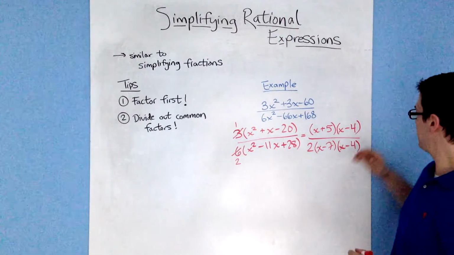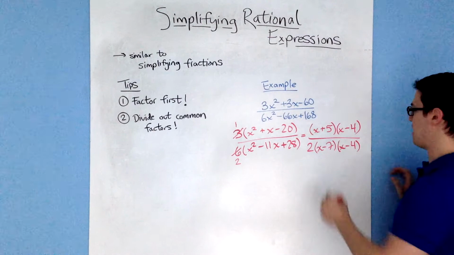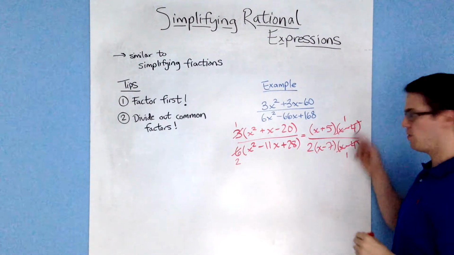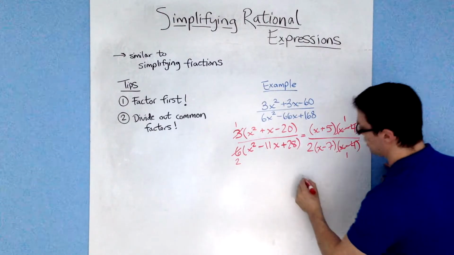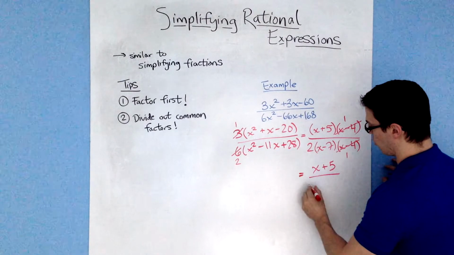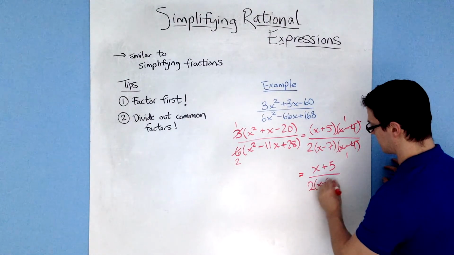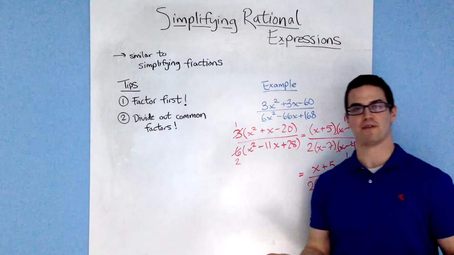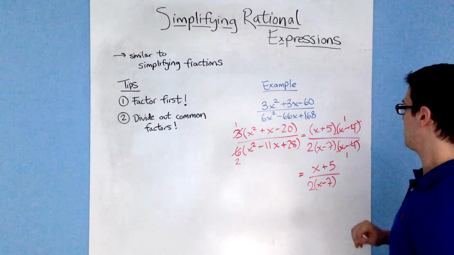Okay. Hopefully you see that the common factor from the top and the bottom, the numerator and the denominator, is this x minus 4. So those both cancel out to 1 over 1, and you end up with a simplified rational expression of x plus 5 over 2 times the quantity x minus 7. Now if you wanted, you could distribute this if you think that it's more simplified that way, but I would also count this as right too.